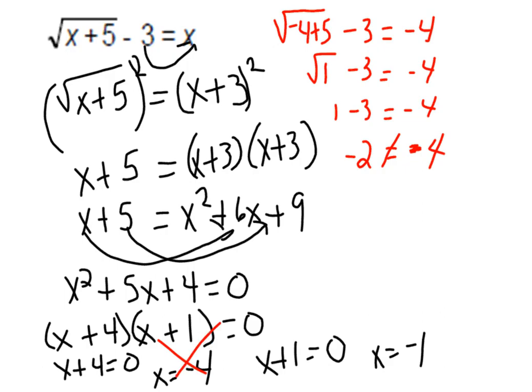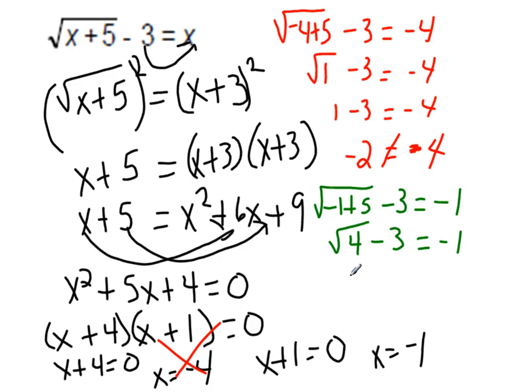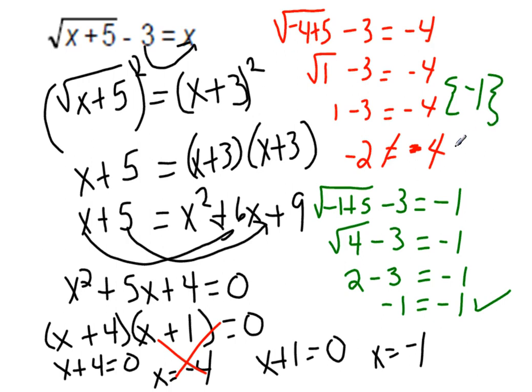Now we're going to check negative 1. So I have the square root of negative 1 plus 5 minus 3 equals negative 1. So I have the square root of 4 minus 3 equals negative 1. I have 2 minus 3 equals negative 1. So I have negative 1 equals negative 1. That's a true statement. So my solution is only negative 1, not negative 4.